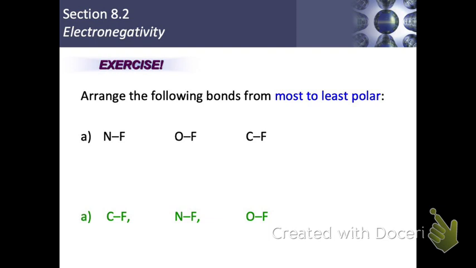Is that the order you had them in? Yeah. Good. Did all of them fall into the polar covalent range? Were any of them close enough to be nonpolar? The O-F was somewhat close, but it was still considered polar covalent.